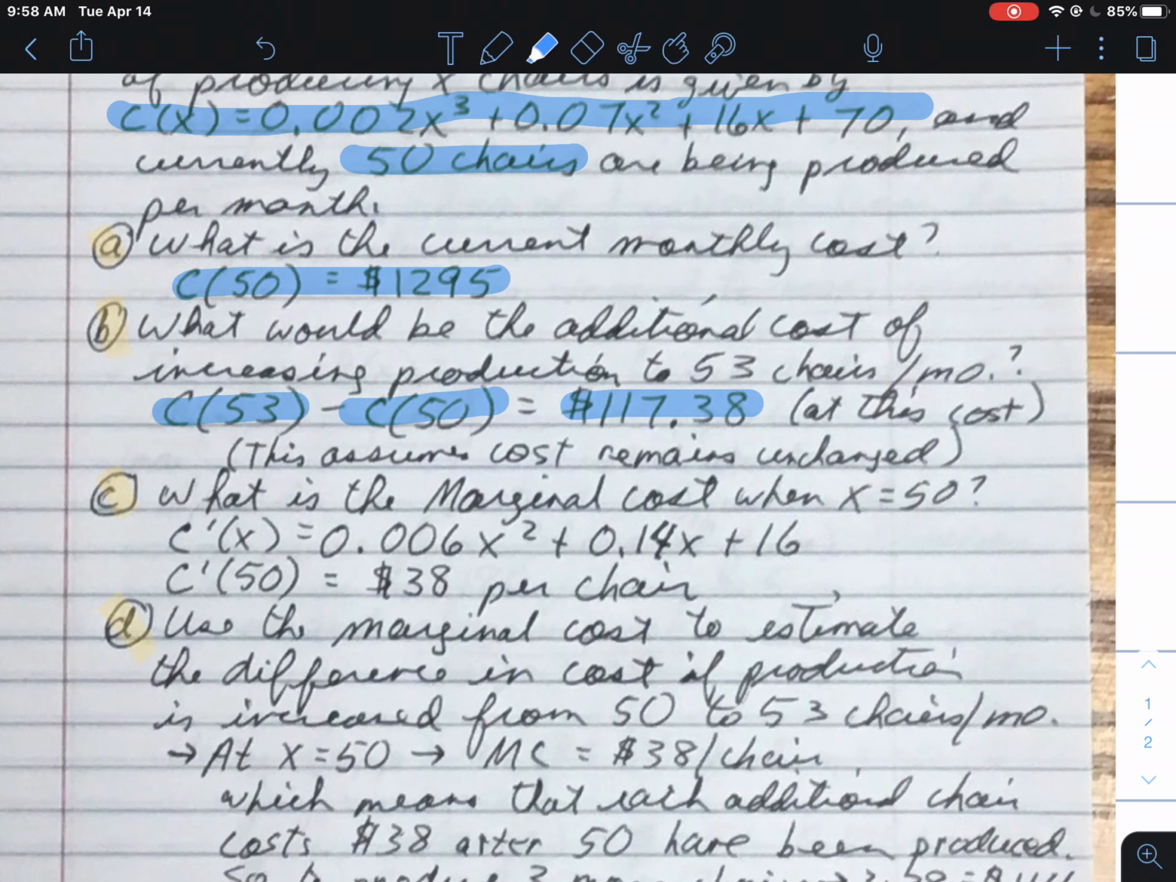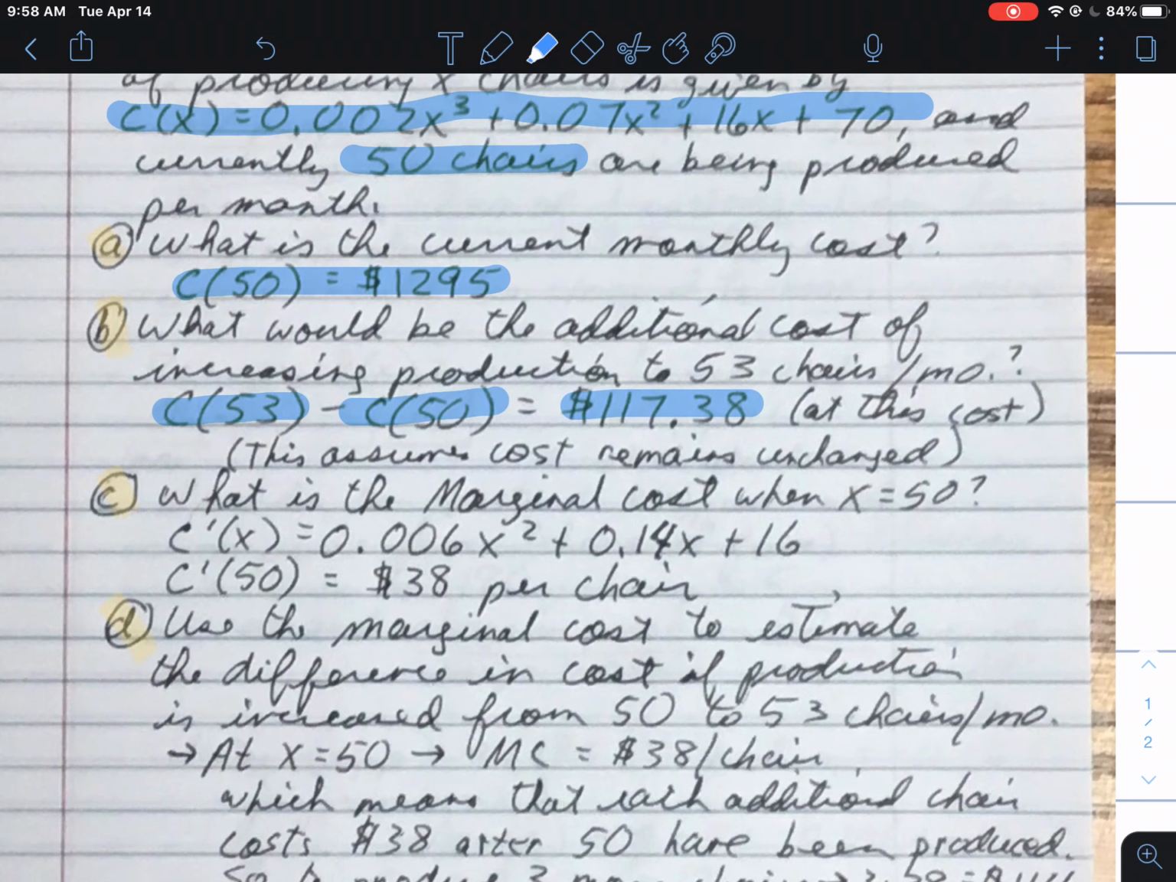And so if I plug in 53, I get whatever I get, subtract out C of 50. You're going to get a difference of $117.38. Now again, what is that? Well, that's the additional cost of producing 3 extra chairs, so going from 50 to 53 in our production level.